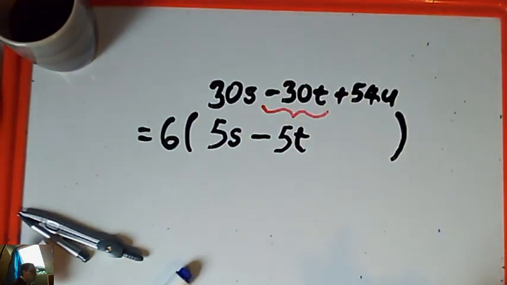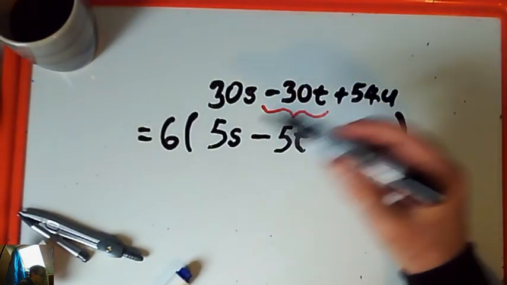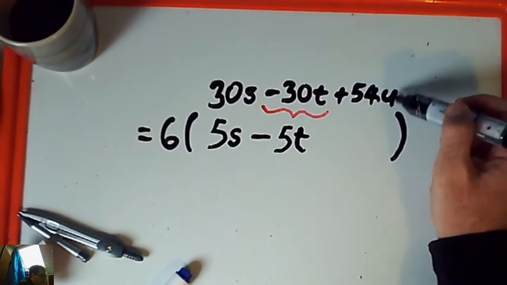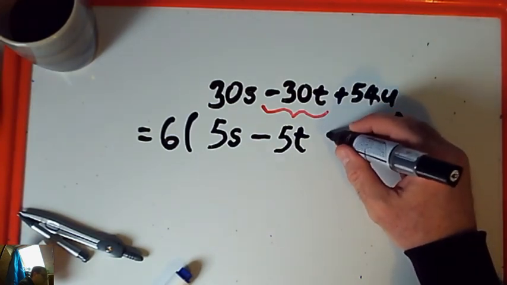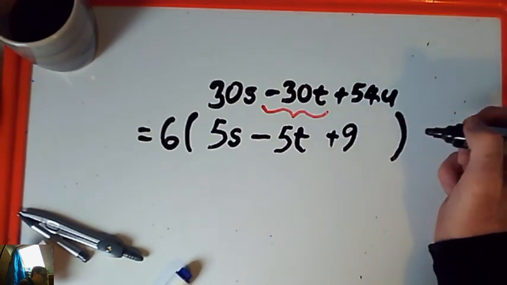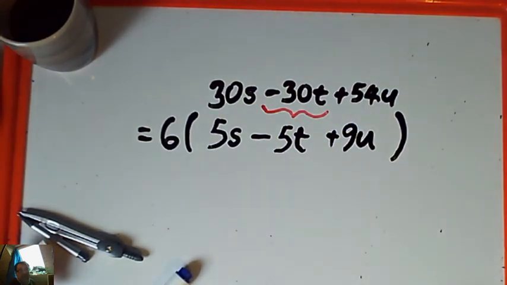And then the last question, or the last bit of this question, 6 times what inside the bracket will give you 54u. Well, 6 times 9 will give you 54. So 6 times 9u will give you 54u. So the factorisation is 6 brackets, typing it in as I speak, 5s minus 5t plus 9u.